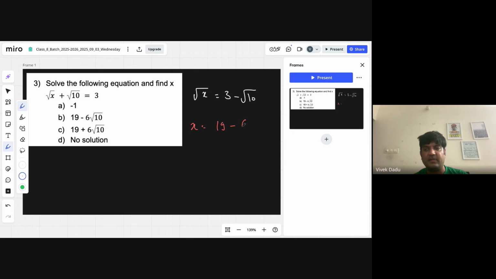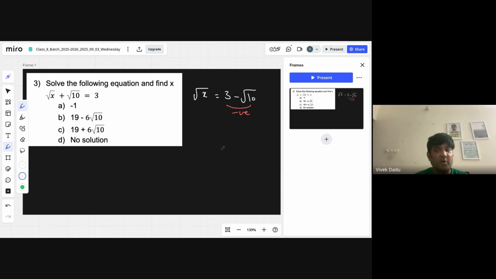19 minus 6 root 10. Now this is a positive value. Why? Because this is root 361. This is root 360. But this is wrong. Why is it wrong? Because the question here itself got invalidated. Why did it get invalidated here? Because this is negative. Root x cannot be negative.